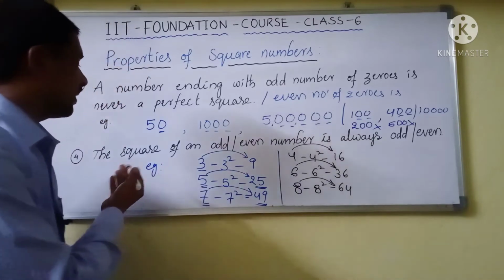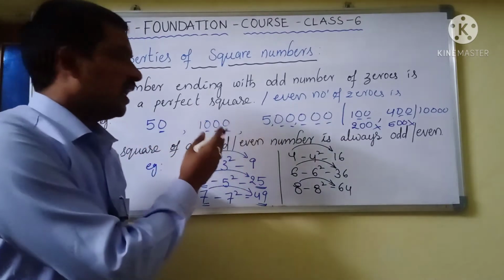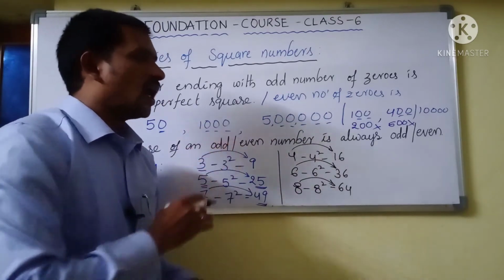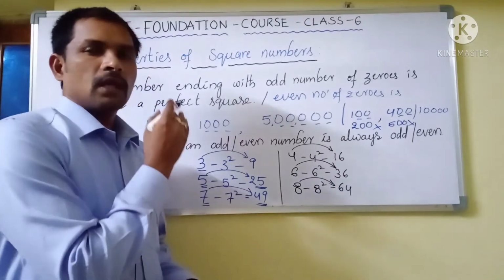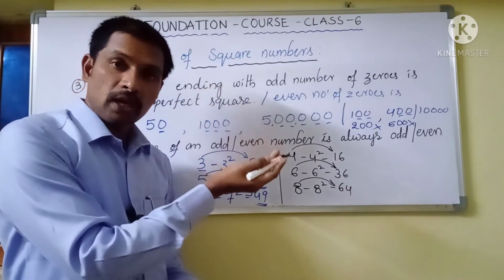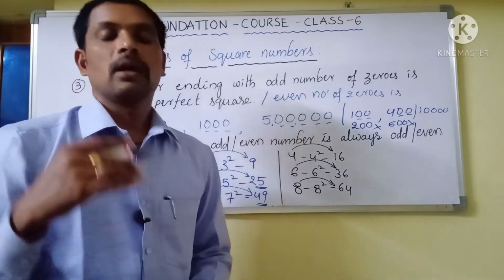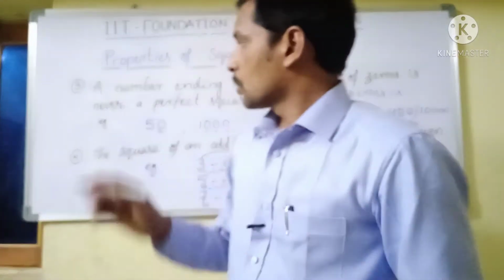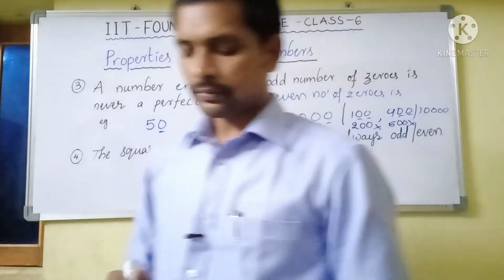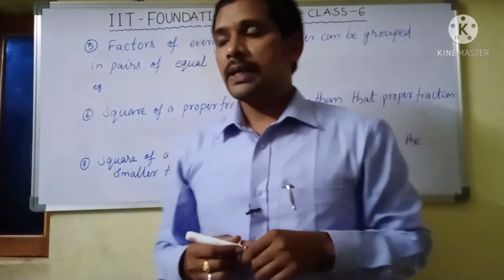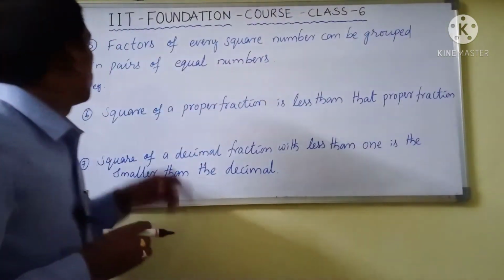So this is property number 4. The square of an odd or even number is always an odd number or an even number. That means the square of an odd number is always an odd number, and the square of an even number is always an even number. And now we'll discuss property number 5.